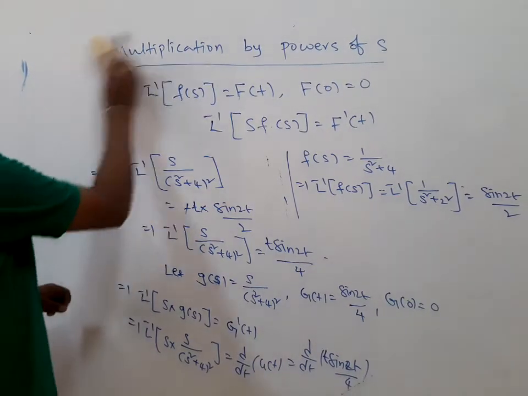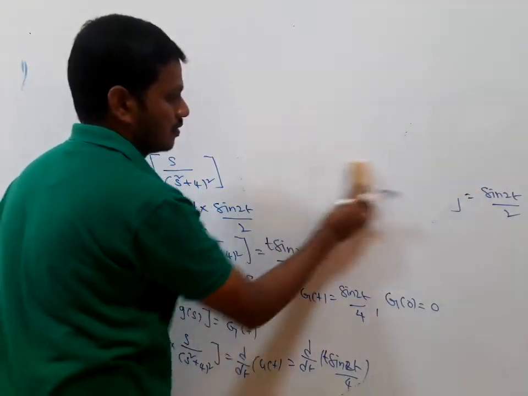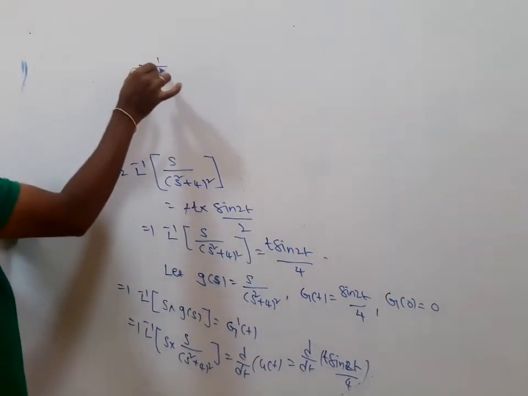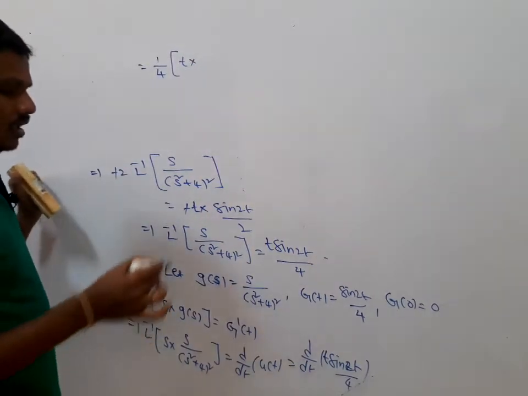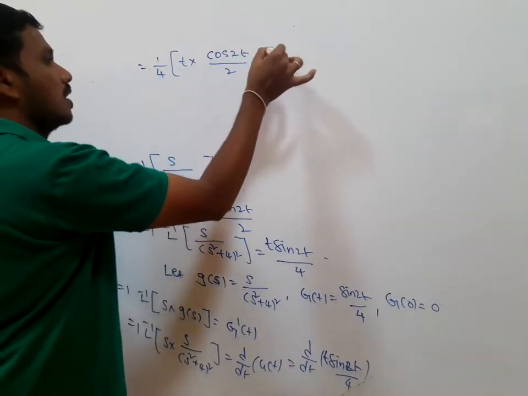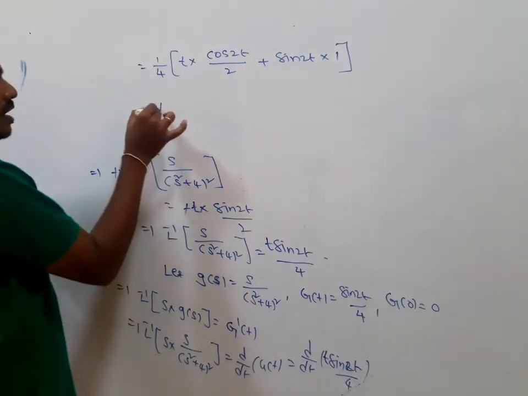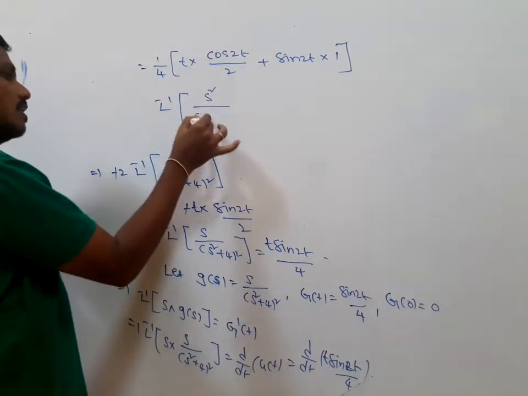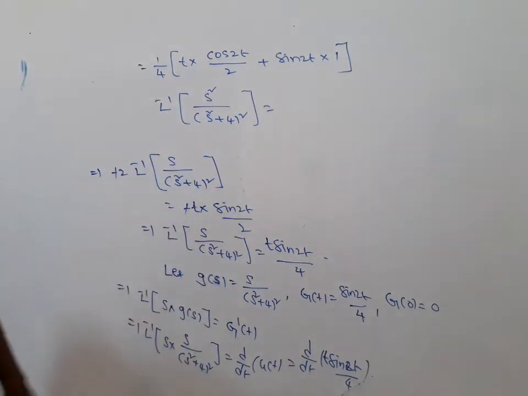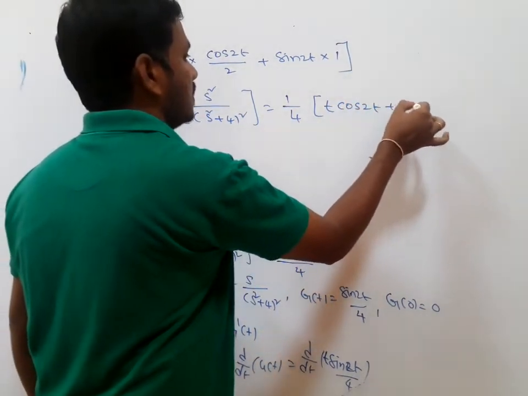Therefore, 1 by 4 into the derivative of t into sin 2t, which is cos 2t divided by 2 plus sin 2t into the derivative of t, which is 1. So finally, L inverse of s square divided by (s square plus 4) whole square is equal to 1 by 4 into (t cos 2t plus sin 2t).